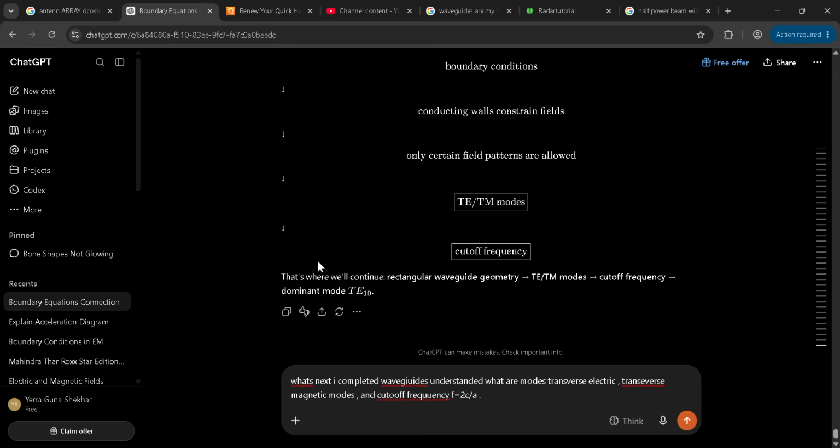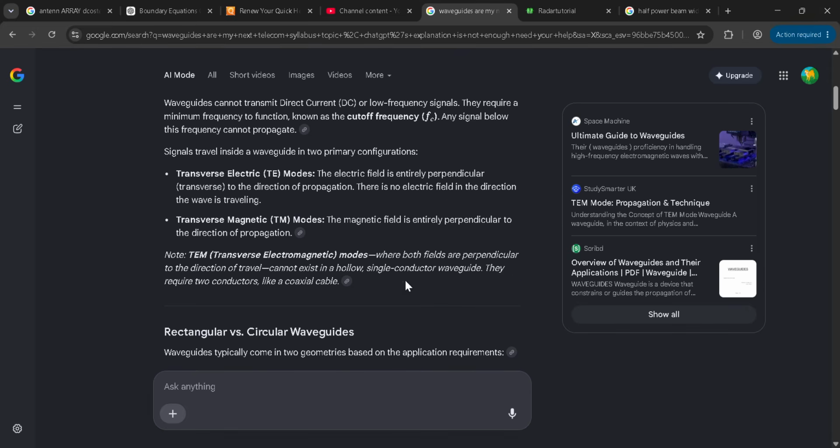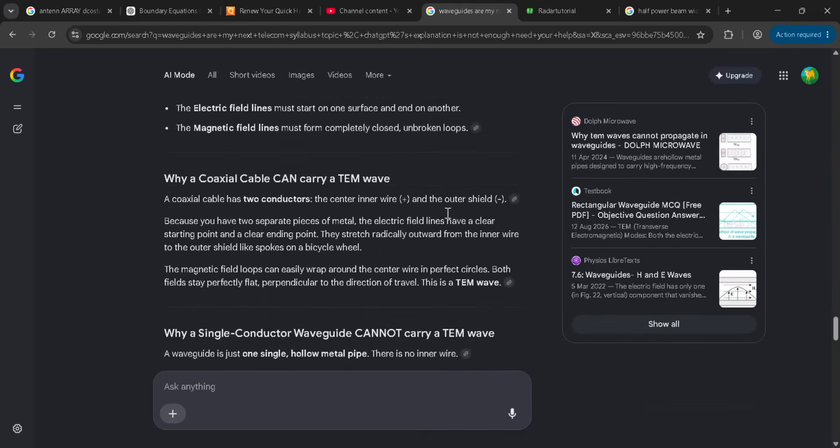So, two configurations of the field. Inside we have both configurations, but we separated them as TE and TM. TEM, fully called transverse electromagnetic mode, is where both fields are perpendicular to the direction of propagation. It cannot exist in a hollow single conductor waveguide; it requires two conductors like a coaxial cable.